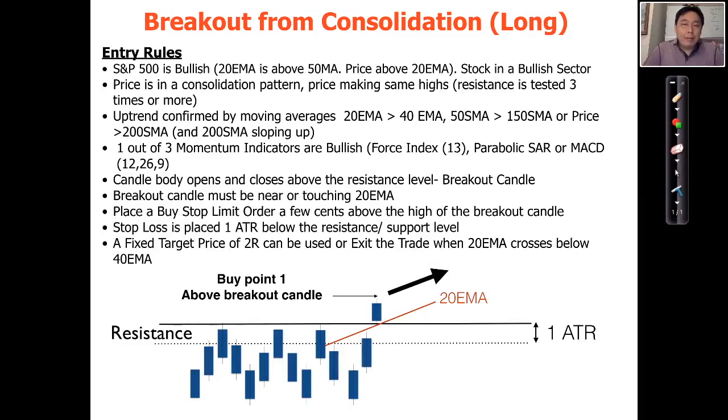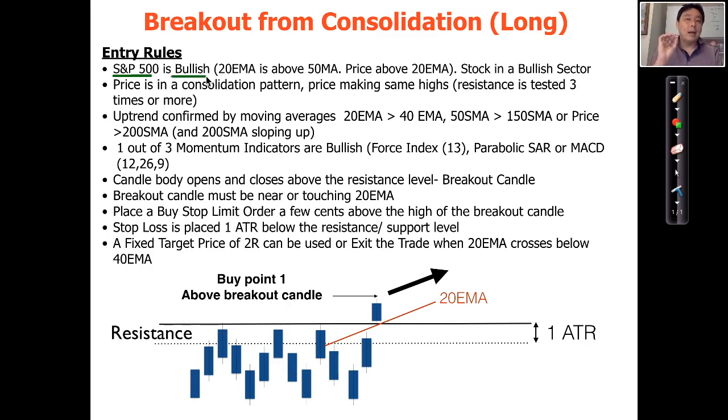Alright, so now that we've covered the bits and pieces, let's put it all together into the entry rules. So whenever I'm going to go long on a breakout from consolidation, I have to ensure that all these entry rules are being met. Now the first thing is always remember, before you go long on an individual stock, always ensure that the index is on a clear uptrend. So because I'm trading the US stocks, I'm always looking at the S&P 500.